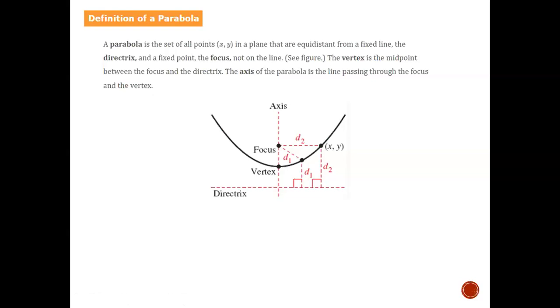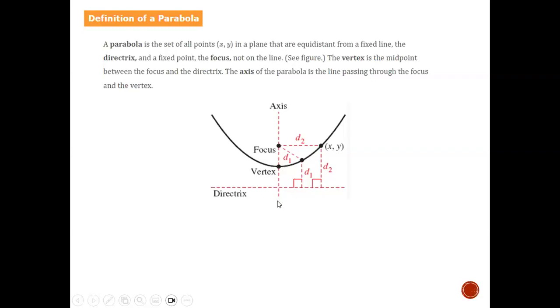So let's start with the parabola. What is a parabola? A parabola is the set of all points in a plane that are equidistant from a fixed line, the directrix, and a fixed point, which is called the focus. The focus isn't on the line, though, and the directrix is separate. The vertex right here is the midpoint between that focus and directrix, so that's important. The vertex is in the middle. The axis of the parabola is the line passing through the focus and the vertex right there.